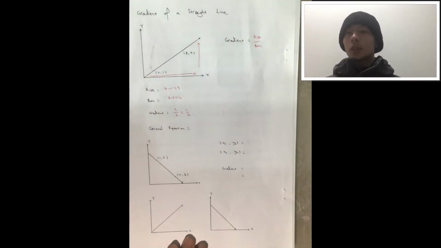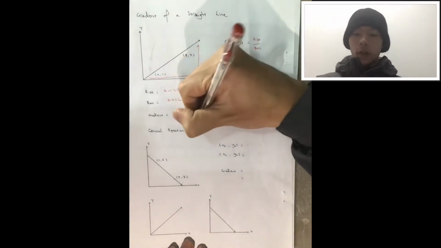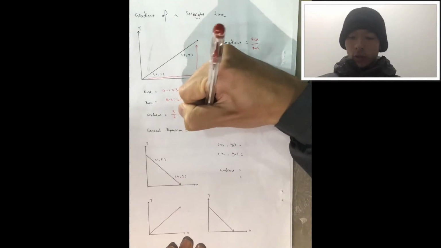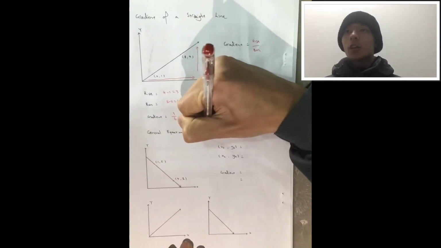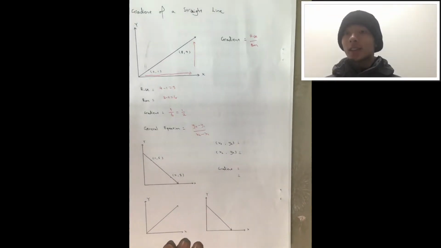of this line. This also gives us the general formula, whereby y2 minus y1 over x2 minus x1 equals the gradient. We can test this out in the next example.